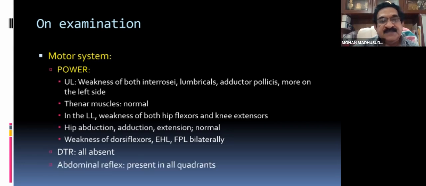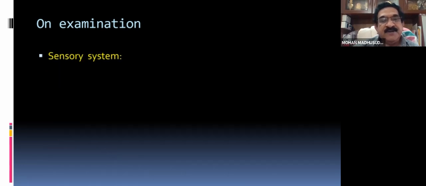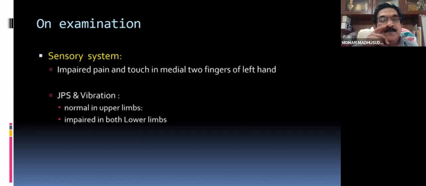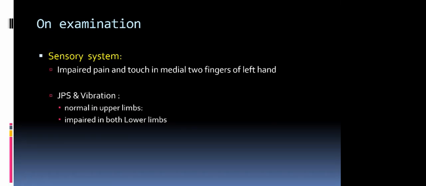DTR all absent. Plantar reflex present in all four quadrants. Sensory: impaired pain, touch in the middle two fingers of the left hand. JPS, vibration sense normal in the upper limb, but decreased in the left little finger and impaired in both lower limbs. Romberg positive, gait normal.